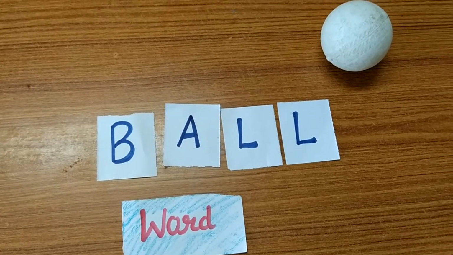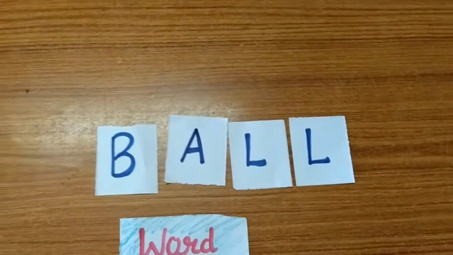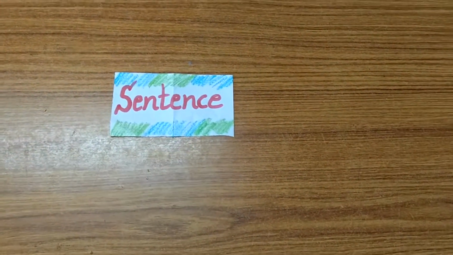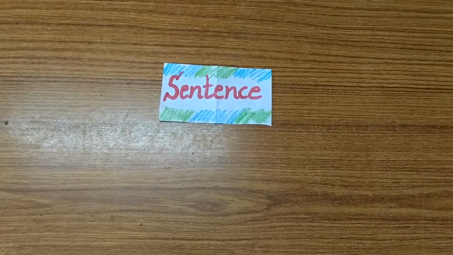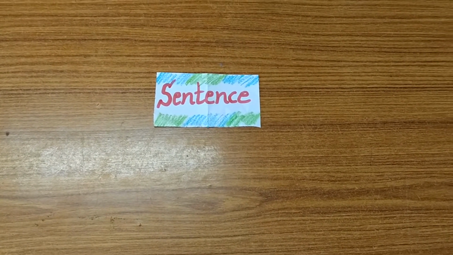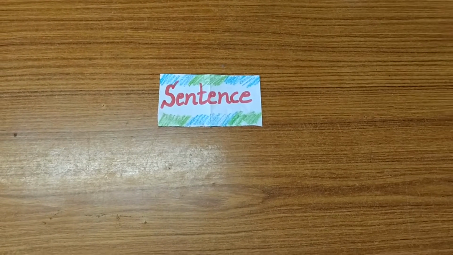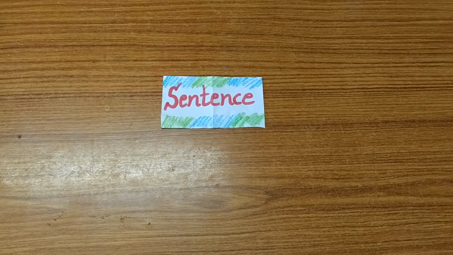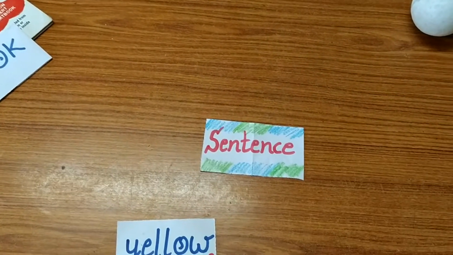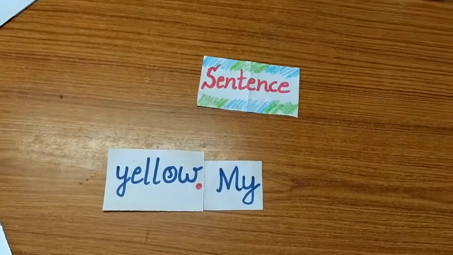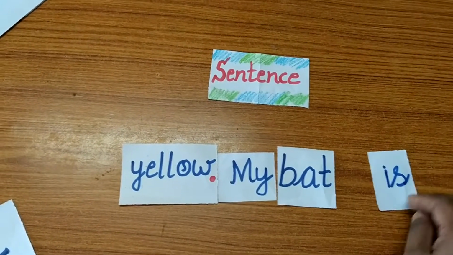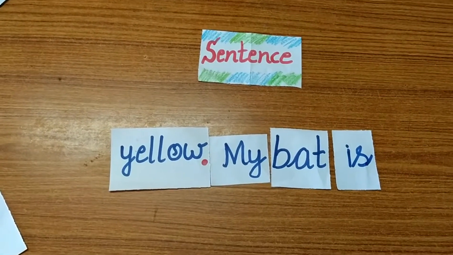So after word, let us come to our next topic, and that is a sentence. And sentence is our main topic. I hope you all have understood about letter and words. Now, before learning about sentence, I want to tell you about the sentence. See these words I'm showing you here. Yellow, my, bat, is. There are 4 words.